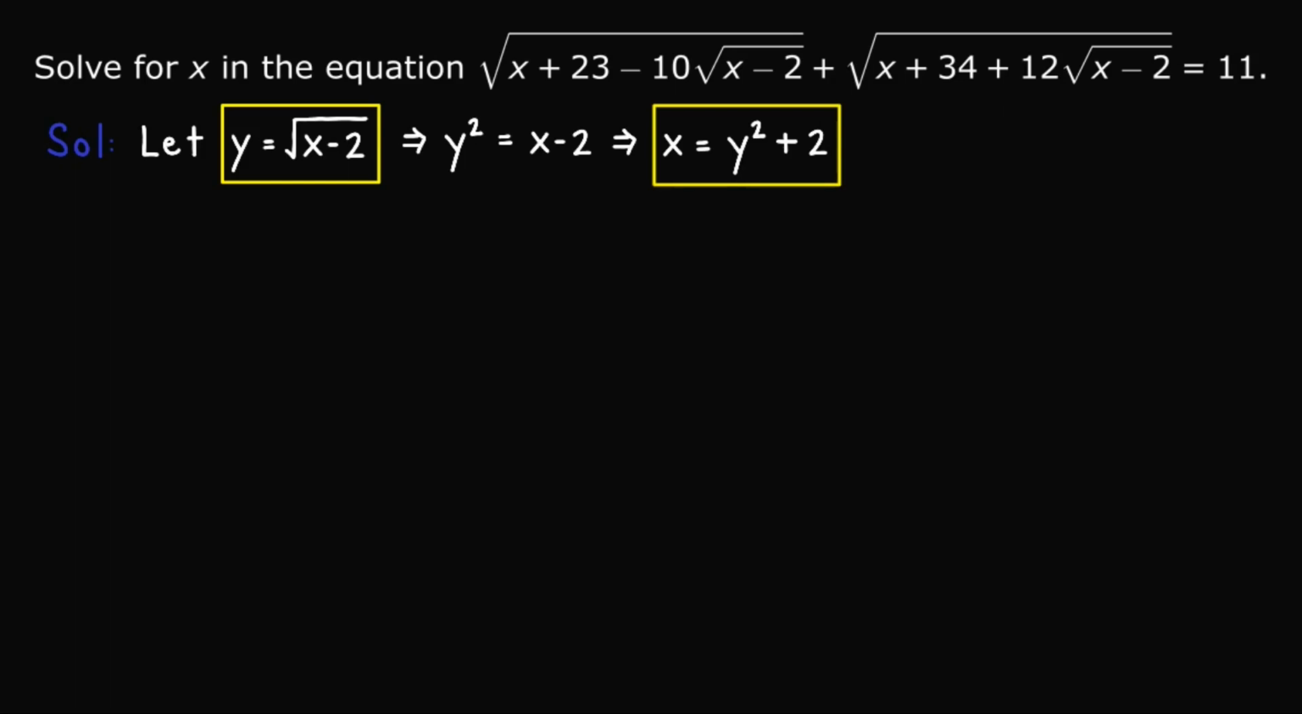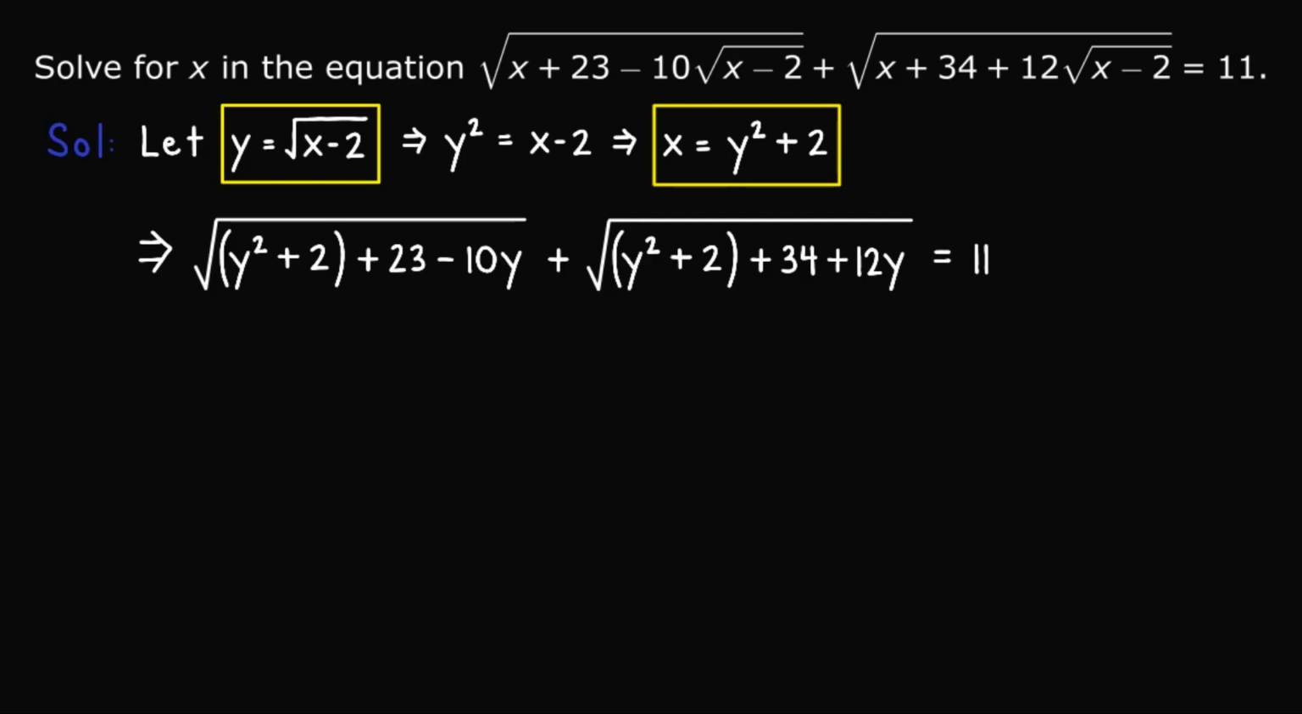Plugging in these values in our equation, we'll obtain this. Basically, we replaced x out here with y squared plus 2. Then we replace the square root of x minus 2 with y, and the same goes for this other radical. Then simplifying these expressions, we can add 2 and 23, so that will be 25, and 2 and 34, so that will be 36. So we'll have that one.